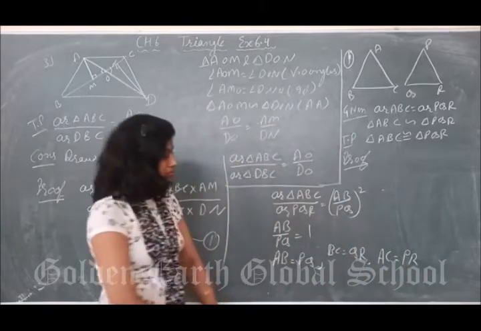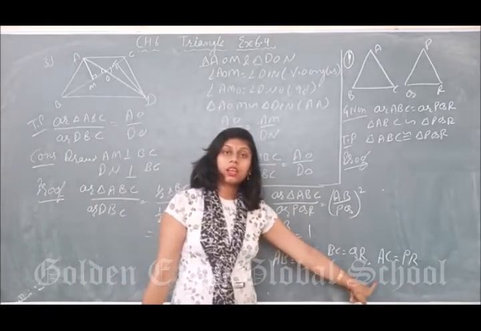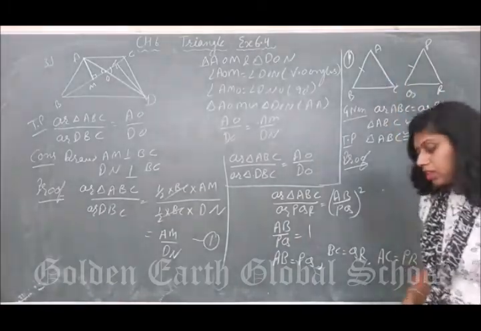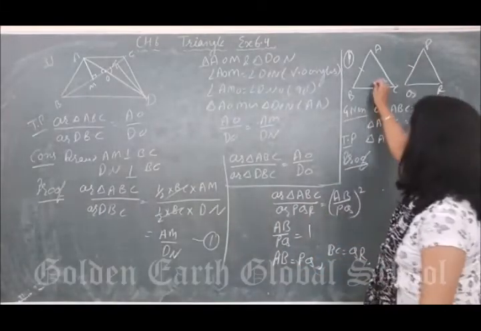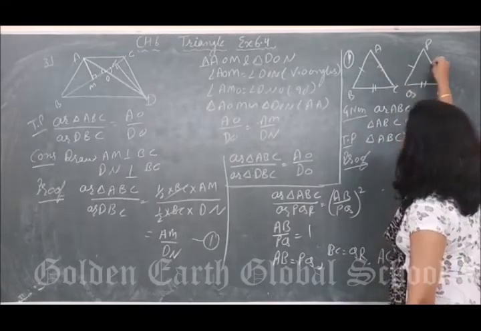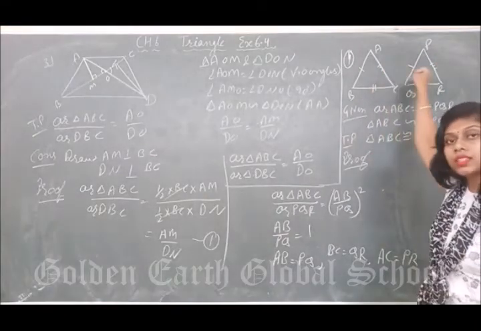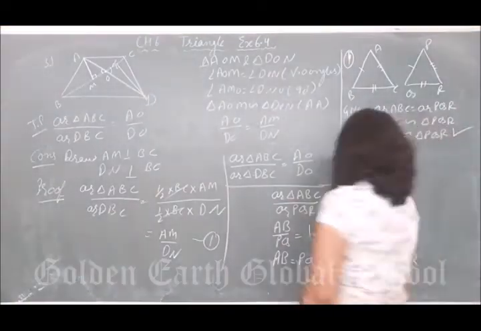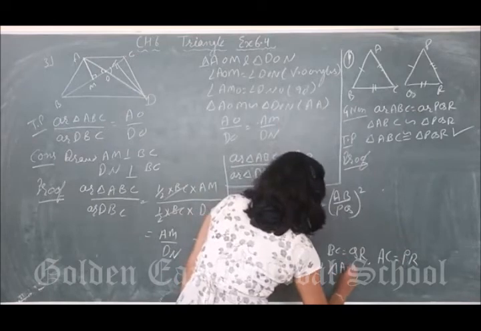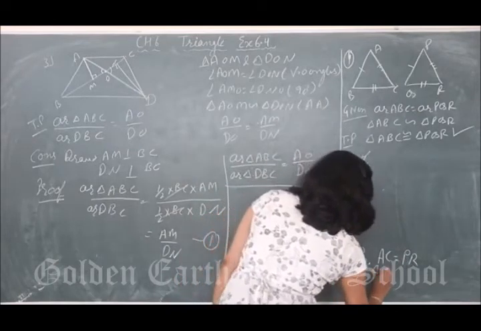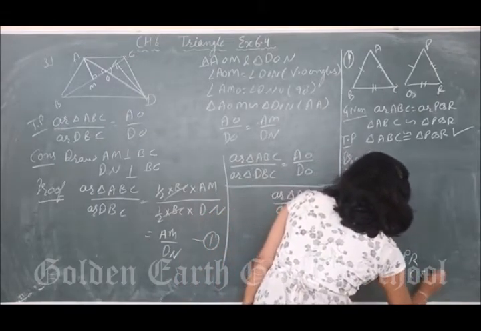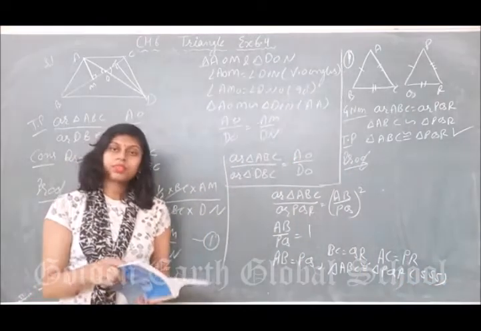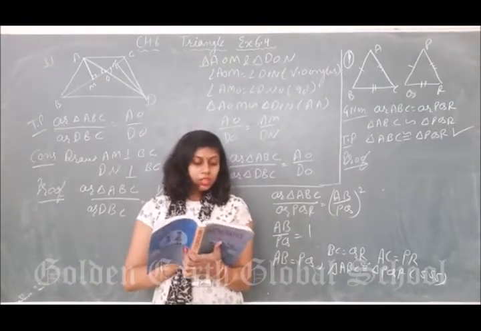So corresponding sides are equal: AB is equal to PQ, BC is equal to QR, AC is equal to PR. So we can say the triangles are congruent. So then we can write triangle ABC is congruent to triangle PQR by which rule? SSS rule. Triangles are congruent. Clear?